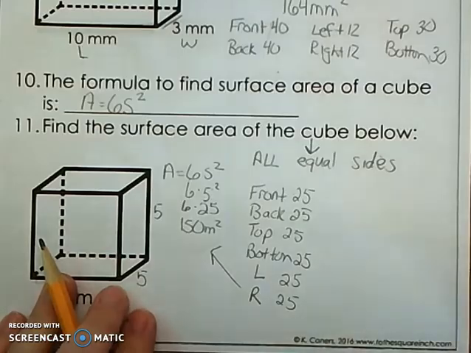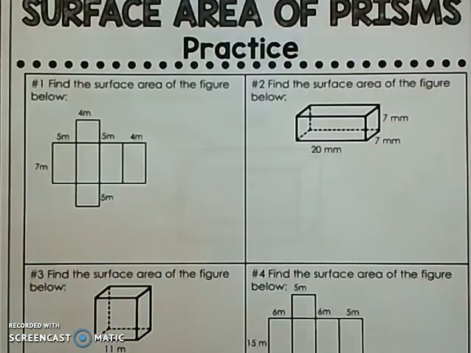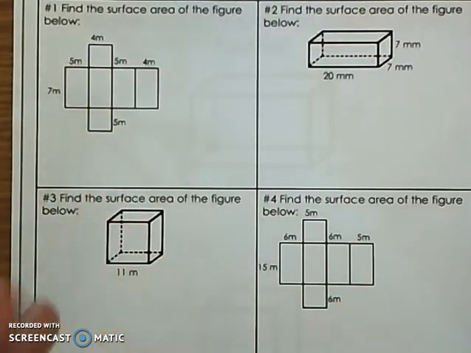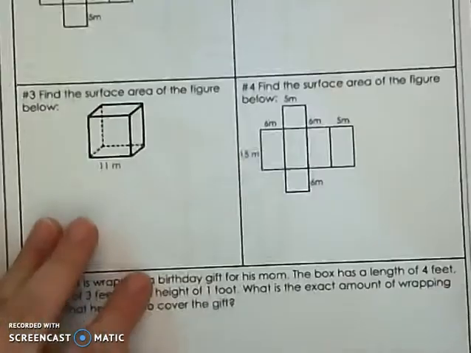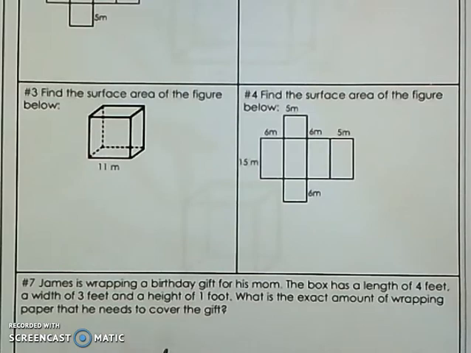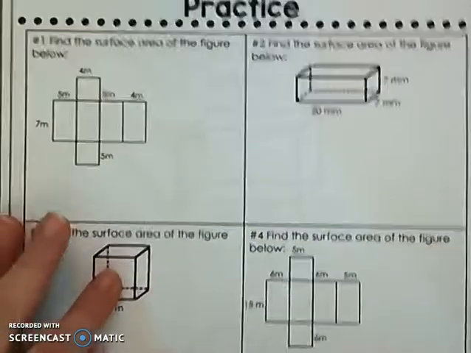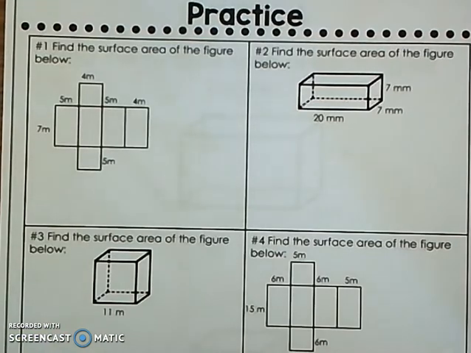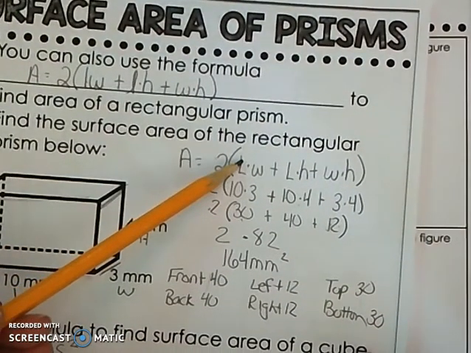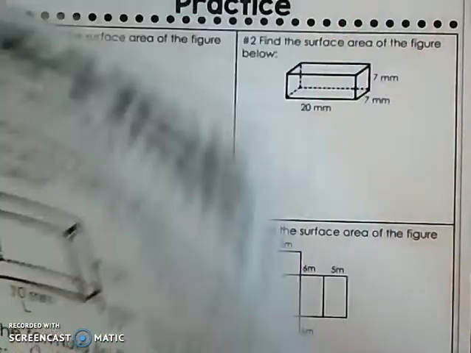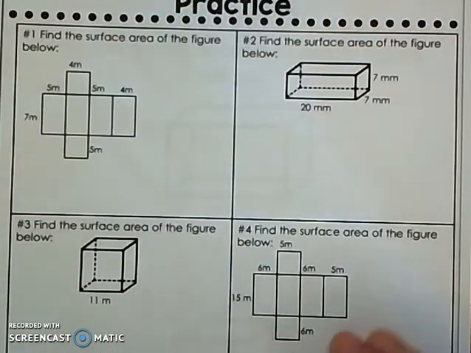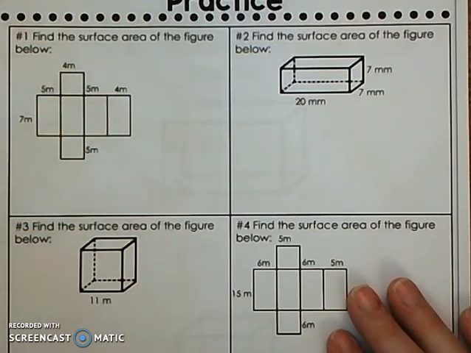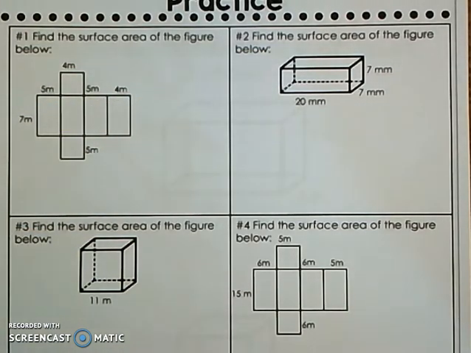So on your homework, I want you to find the surface area of these 4 pictures and then do the bottom question as well. On the bottom, draw a picture. So you can do these two ways. You can use the formula like we did right here, or you can do the front, back, left, right, top, bottom. It doesn't matter what you pick as long as you get the right answer. Okay? So go ahead and get started on your homework.